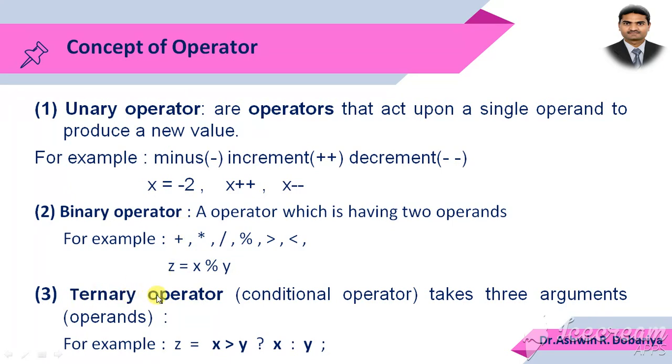And ternary means 3. In other words, you can say ternary means the conditional operator, which takes 3 arguments. We will discuss this operator in detail with an example in an upcoming video.